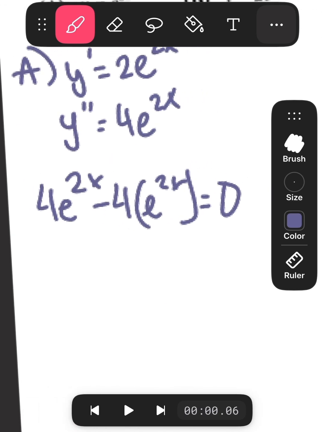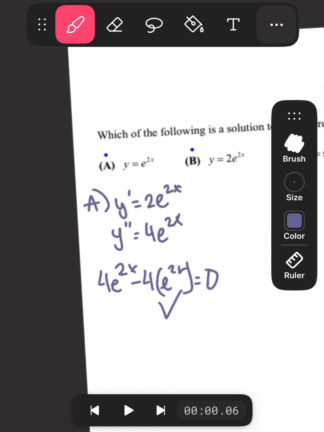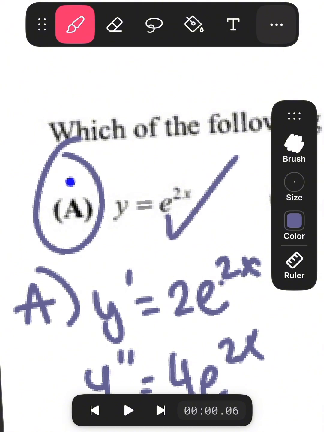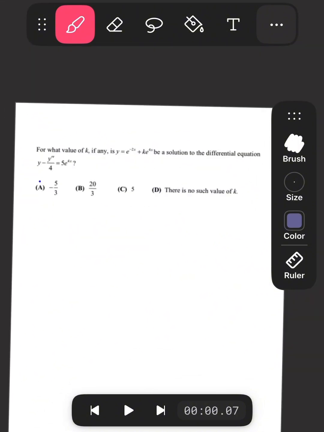Now, if you look at this closely, that's going to obviously cancel out. It's the same, and so this is going to be true. So A is going to be one of our solutions. I think we have one more of these type of things, seeing if a solution satisfies the differential equation, but this is in a weirder way.